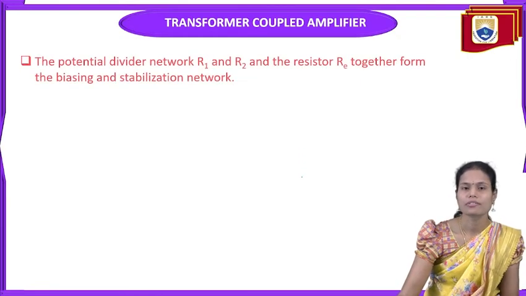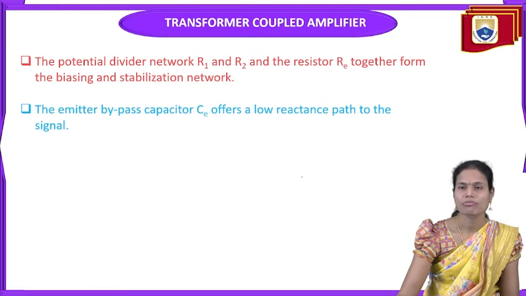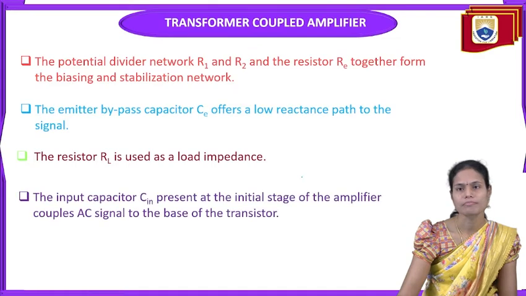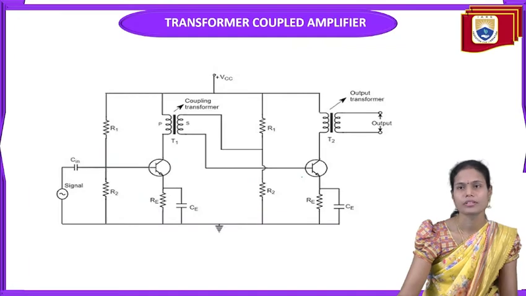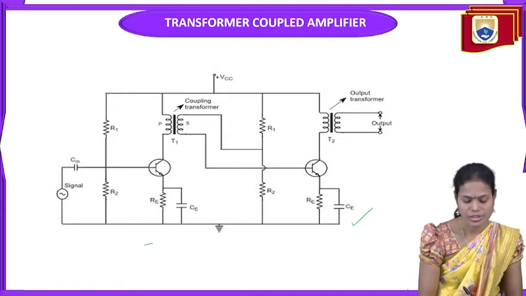And the function of the potential divider network is to provide the biasing as well as stabilization. And the emitter bypass capacitor offers a low reactance path so that the amplified signal is grounded. And the load resistance RL is used as the load impedance, and the input capacitor Cin is present at the initial stage of the amplifier. It couples the AC signal to the base of the first transistor. So this is the circuit we drew in the previous slide. So this is the transformer coupled amplifier.